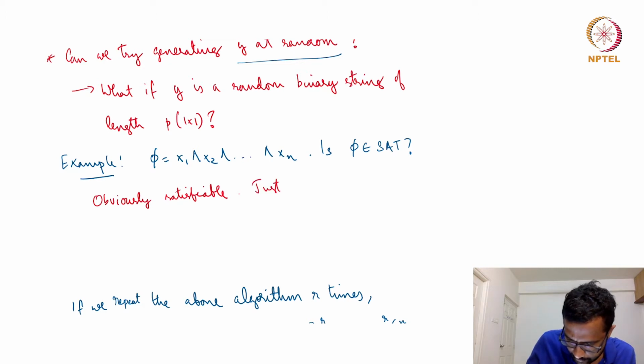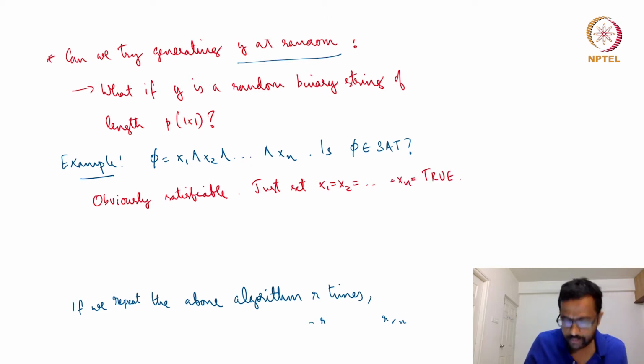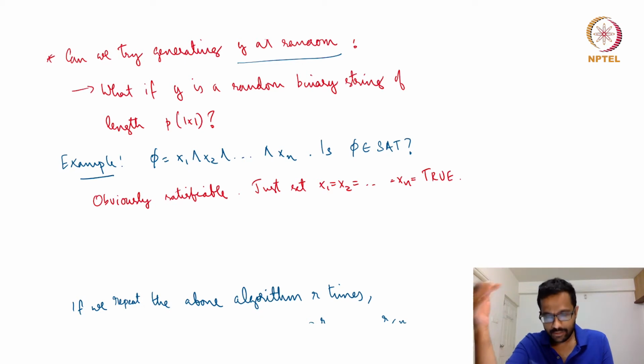Just set all of the variables to true, right? So the AND is also true. It's an AND function, obviously, right? However, this is something that is easy for us to see when we look at the formula.